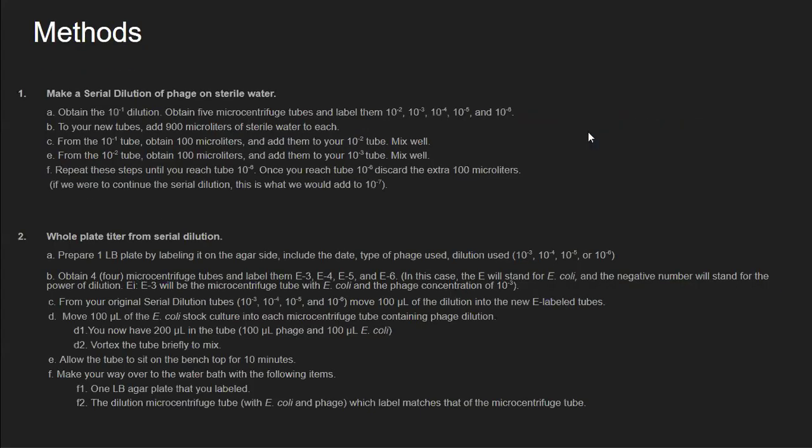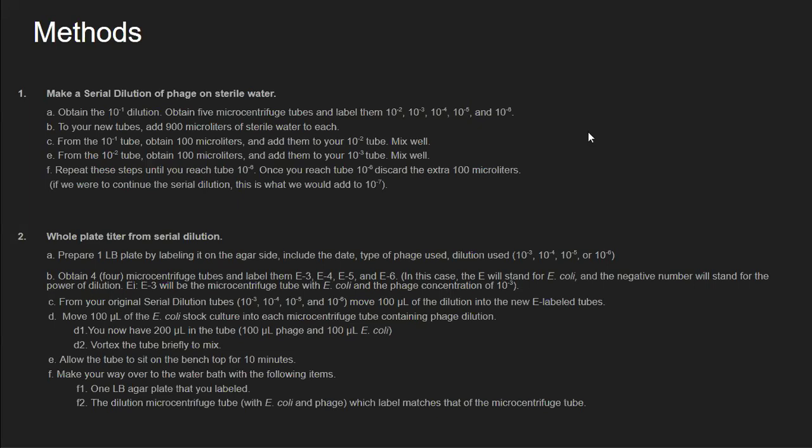The methods: make a serial dilution of phage in sterile water. Obtain the 10 to the negative 1 dilution. Obtain 5 microcentrifuge tubes and label them 10 to the negative 2, 10 to the negative 3, 10 to the negative 4, 10 to the negative 5, and 10 to the negative 6. To your new tubes, add 900 microliters of sterile water to each.